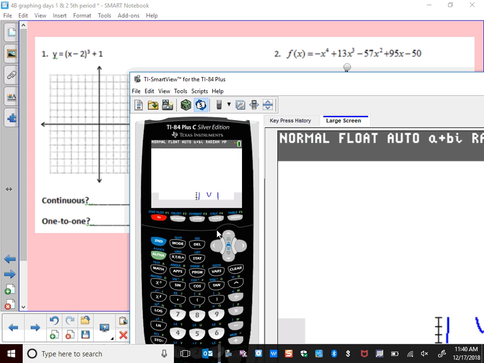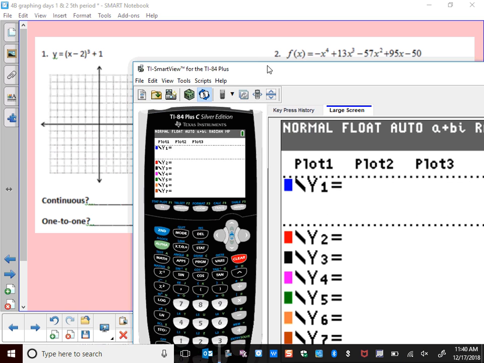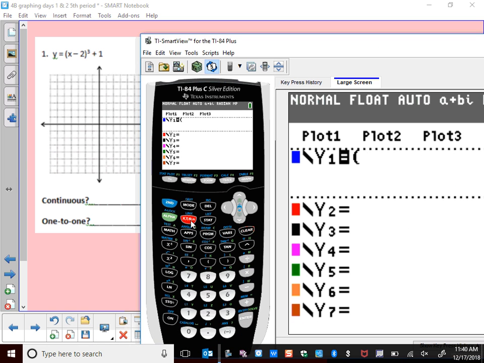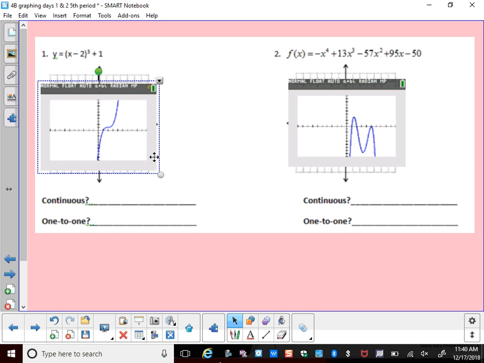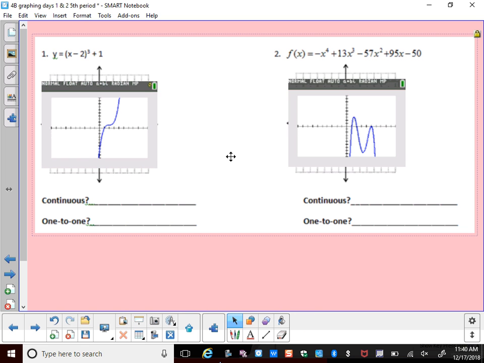Okay, so for the first graph, we should have (x minus 2) cubed, yeah, plus 3. That's what it should look like.